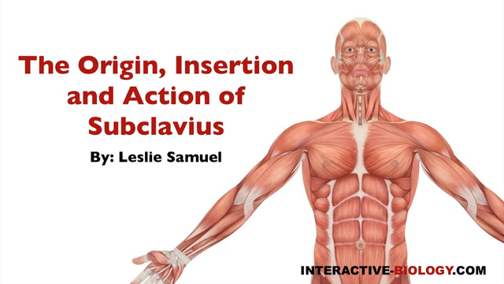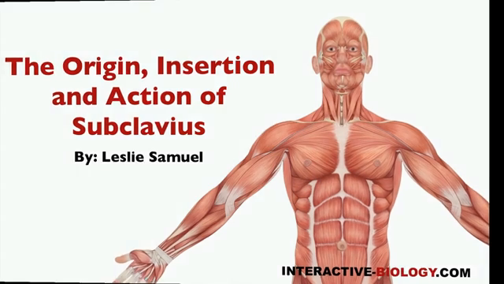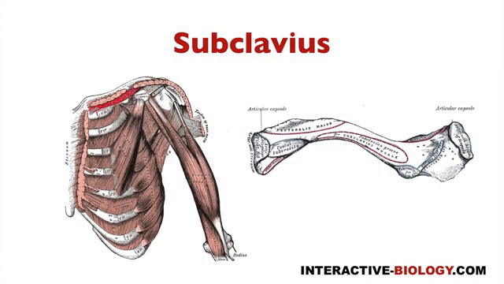My name is Leslie Samuel, and in this video I'm going to talk about the origin, insertion, and action of the subclavius muscle. So let's get right into it. Subclavius muscle is the smallest of the four pectoral muscles. As you can see, we're looking at that muscle right here, and you can see it's significantly smaller than pectoralis major, definitely, and it's also smaller than pectoralis minor.